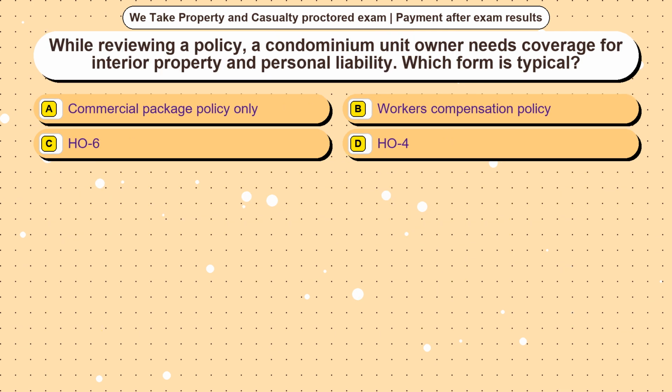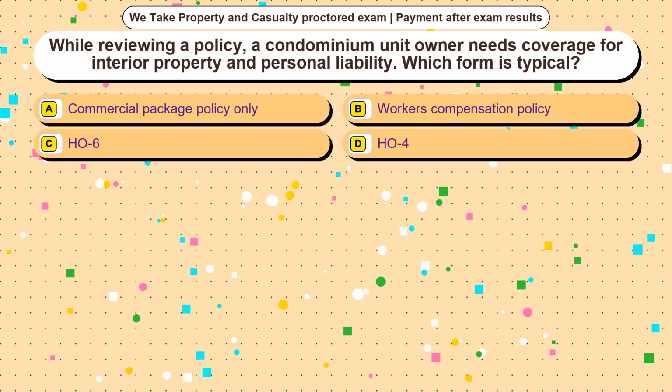Question 7. While reviewing a policy, a condominium unit owner needs coverage for interior property and personal liability. Which form is typical? Option A, commercial package policy only. Option B, workers' compensation policy. Option C, HO 6. Option D, HO 4. The correct answer is option.